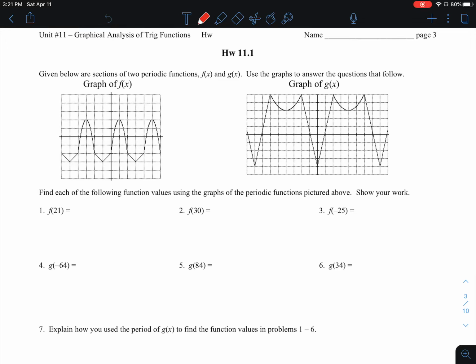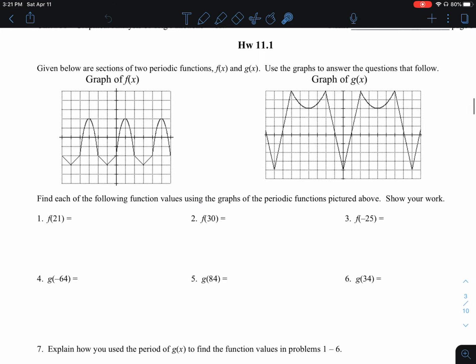Pre-AP pre-calculus, looking at 11.1 homework, talking about periodic functions. Given below are sections of two periodic functions, f and g. Use the graphs to answer the questions that follow. The graph of f. We have 4 questions. Find each of the following function values using the graphs of the periodic functions pictured.